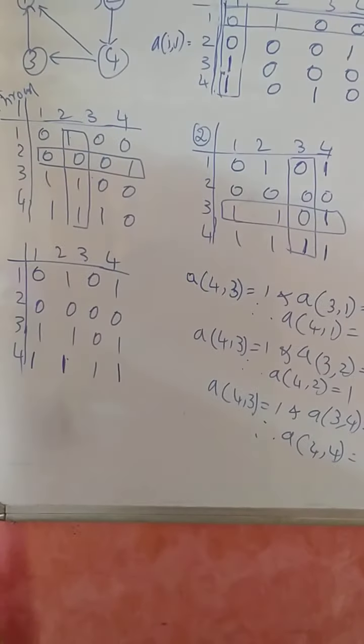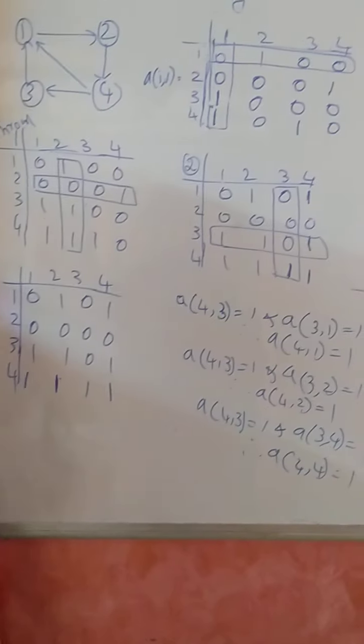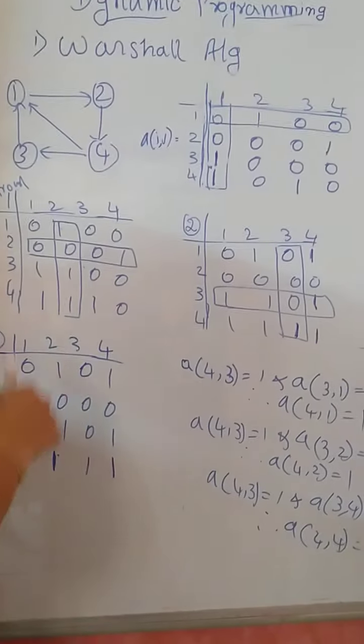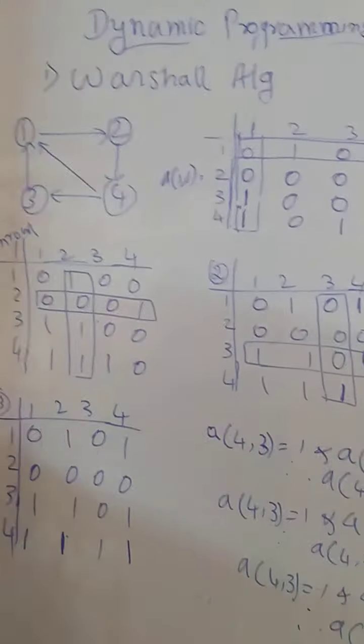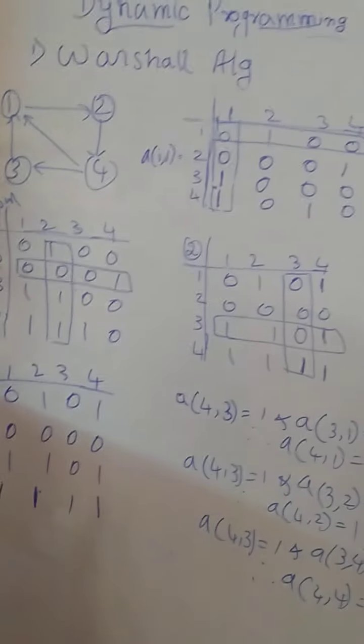Okay, done. So this is through 3. There is no change here. Through 3 there is no change, but it doesn't matter. It may get changed, it may not. That is about through 3.